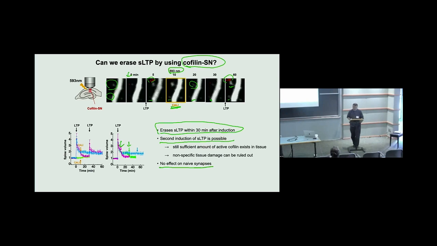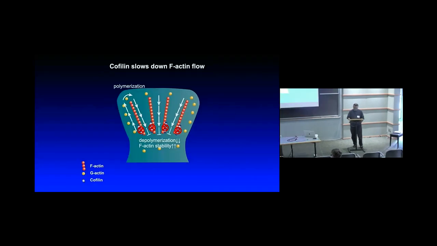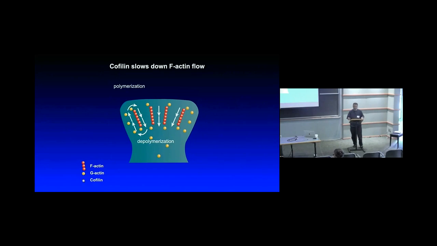Yes? So outside that time window, has cofilin left the spine? Yeah. So cofilin in naive spines is highly dynamic. There's no stable cofilin structure. So basically, by destroying this structure, the spine gets smaller.